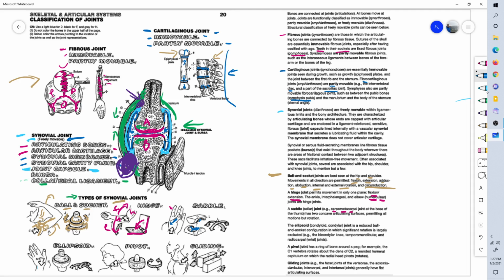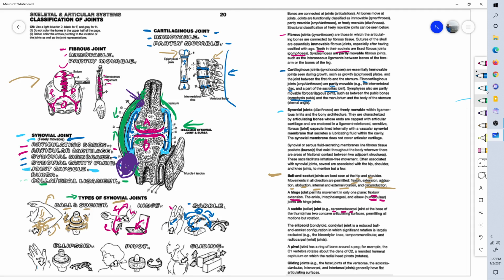And they allow, accordingly, all the motions but rotation. You can't spin this joint around this way, but you can certainly move it here, here, here, and here, but it can't rotate on an axis. That's called a saddle joint.